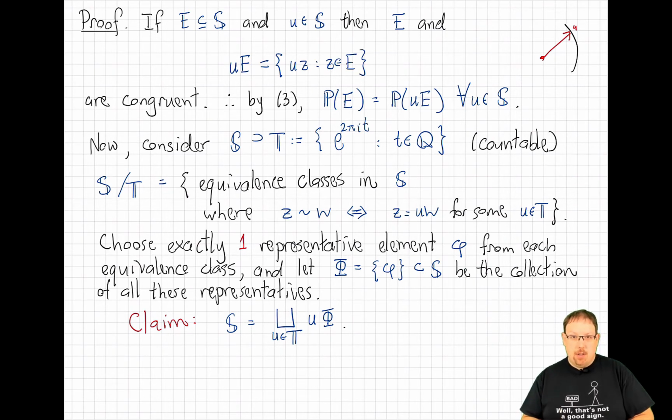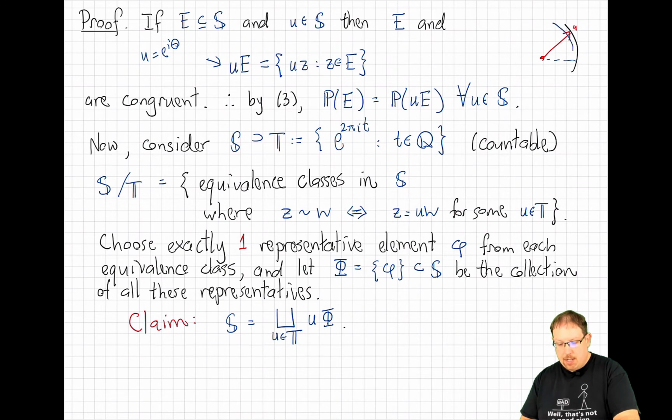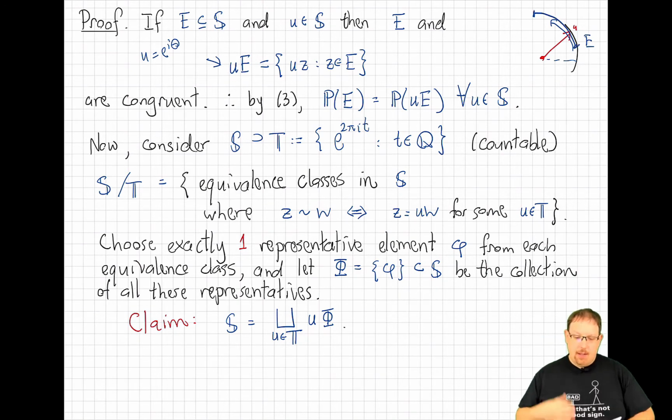Now, E is a point in the unit circle. If you like, you can think of U as e to the i theta. And what happens when you multiply a complex number by e to the i theta? You rotate its phase. So what this does is it rotates this whole set E around by angle theta. That is an operation that preserves congruence. Okay, the set UE and the set E are congruent to each other. So that means that doing a rotation like that doesn't change this proportion measurement of the set E. The new rotated set E has the same measurement as the old one.